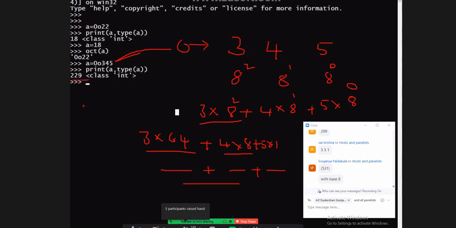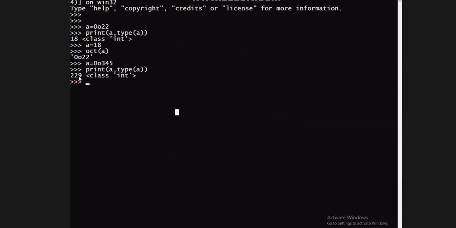So I hope you are understanding. 64 into 3, you got 192. This is called 192, my dear students. 192, plus this is called 32, right? 32, plus it is called 5. So 229 is the answer. So the previous one, I hope you are understanding. Are you understanding, my dear students?